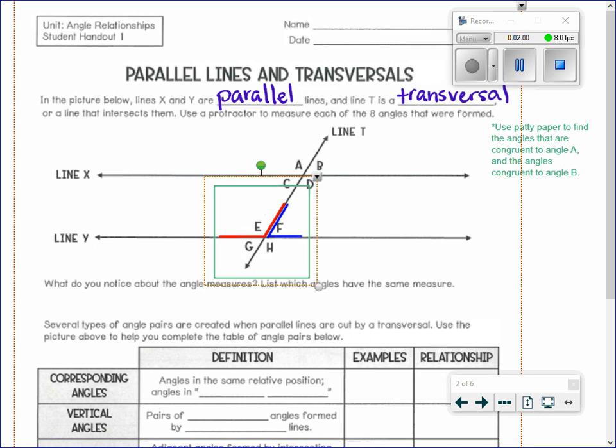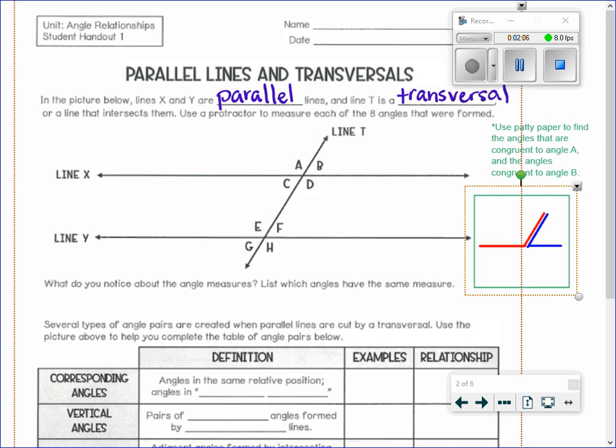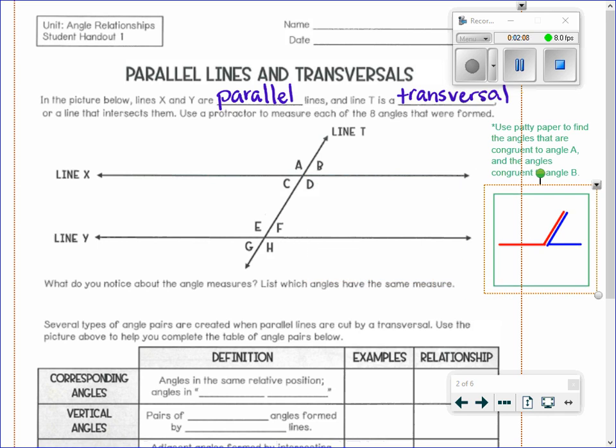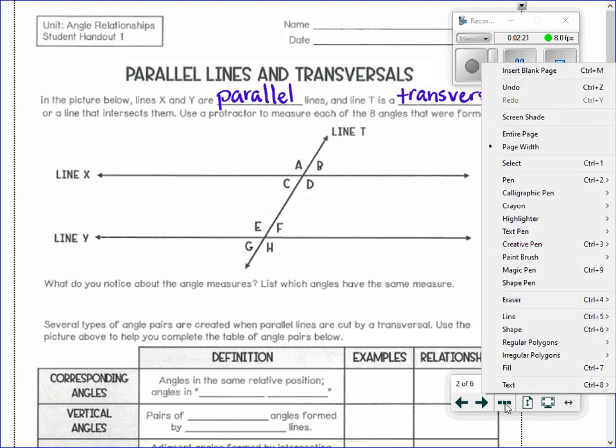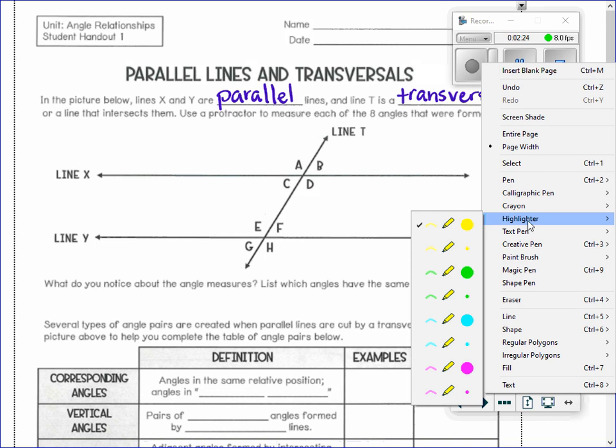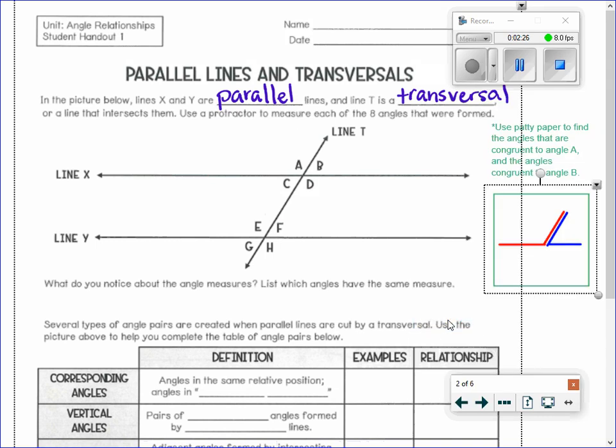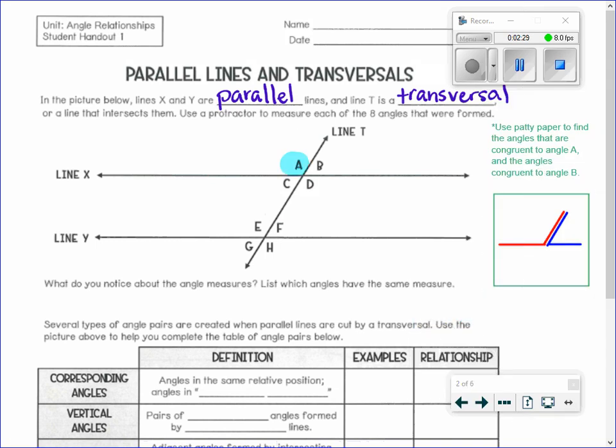What I want you to do is take one of the colors, it doesn't matter which, and highlight all those angles you just said. Those angles, are they bigger than 90 or less than 90? They're bigger than 90. What's bigger than 90 called? Obtuse. Good. So I'm going to take a blue highlighter. All my obtuse angles are angle A, angle D, angle E, and angle H. I'm going to highlight them the same because they're actually all the same angle.